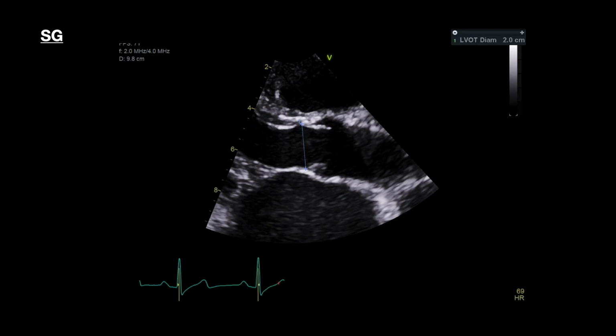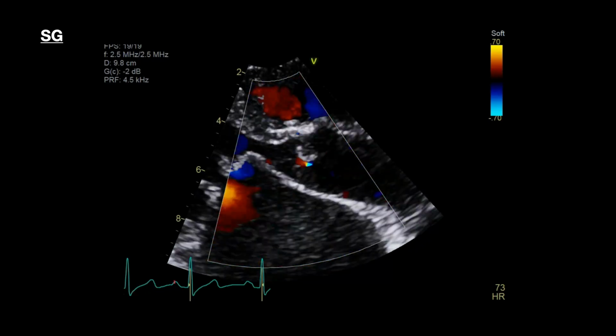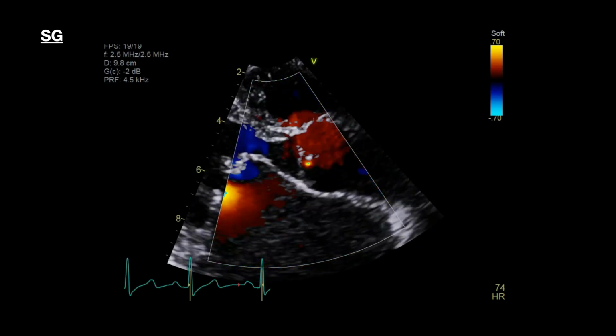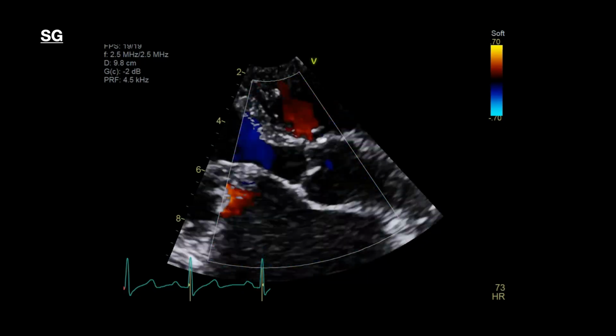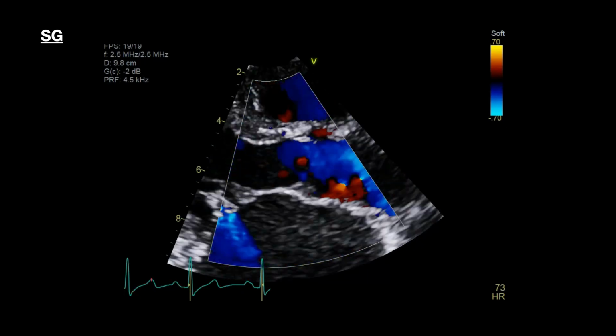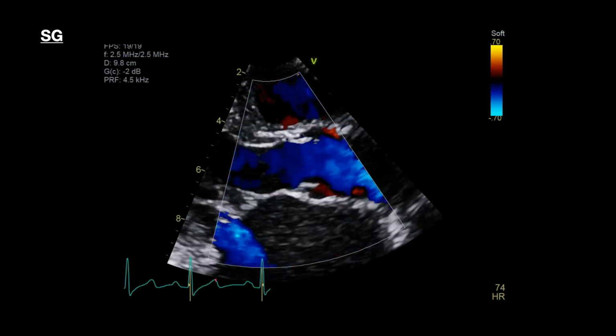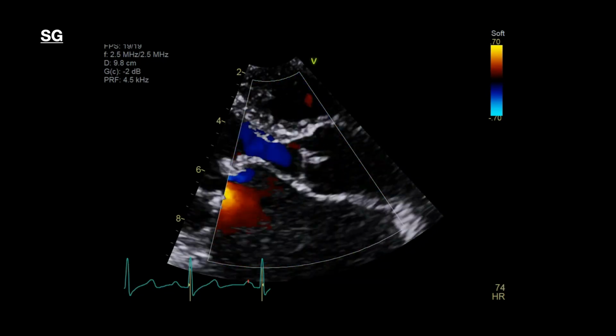Again, important to measure the LVOT diameter so that we can use it as part of the continuity equation later. Colour over the aortic valve, there's a trace of aortic regurg there, but nothing significant. And you can also see, it's not focused on the mitral valve, but we'll get the impression that there is a bit of MR and some flow convergence.